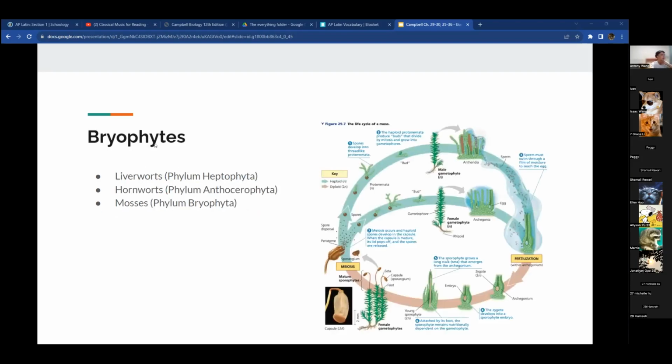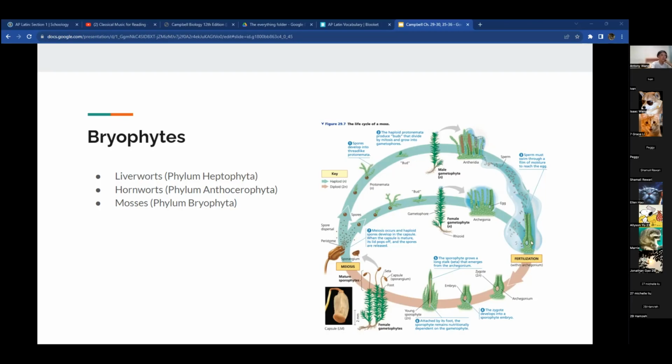Okay, so mosses are divided into three phyla: liverworts, hornworts, and just plain mosses. Here is the life cycle of a moss. As you can see, they also undergo alternation of generations.